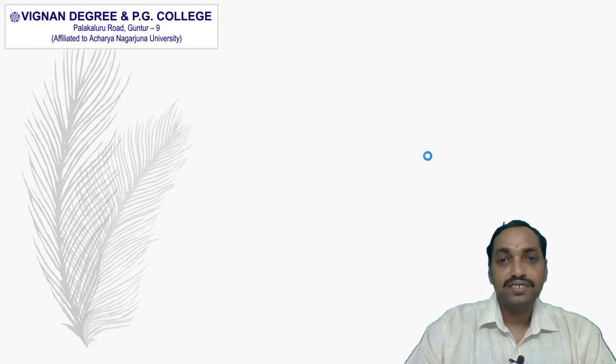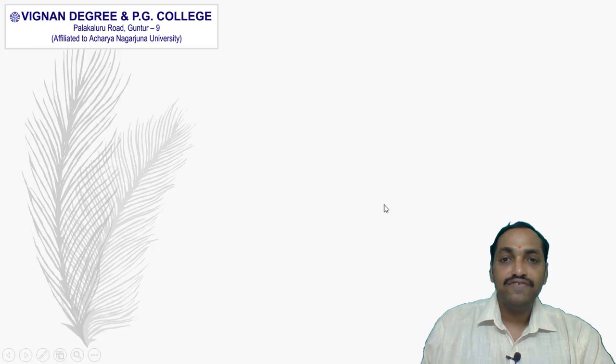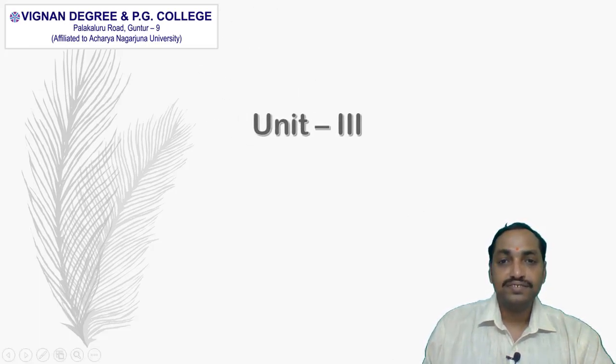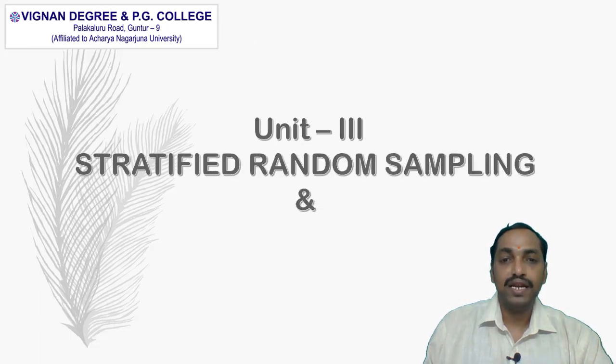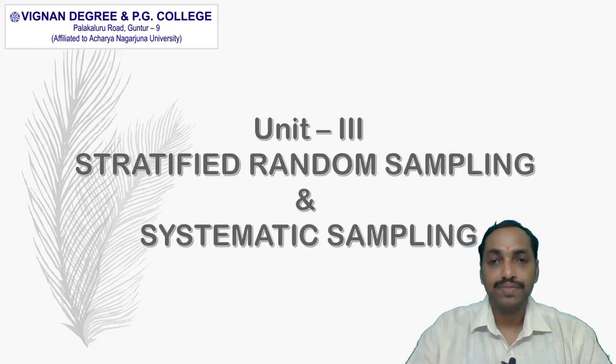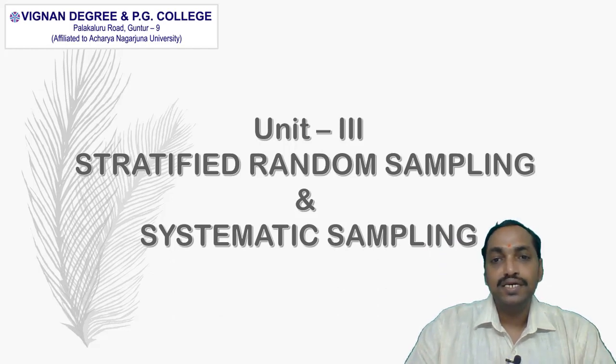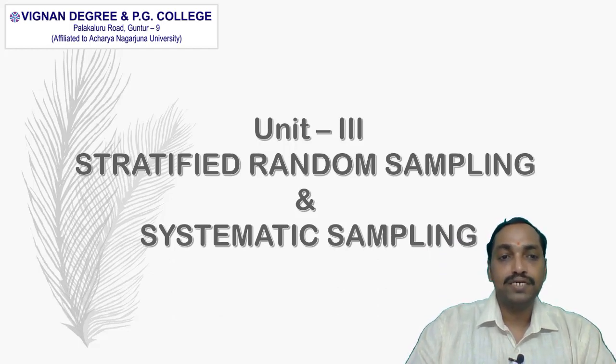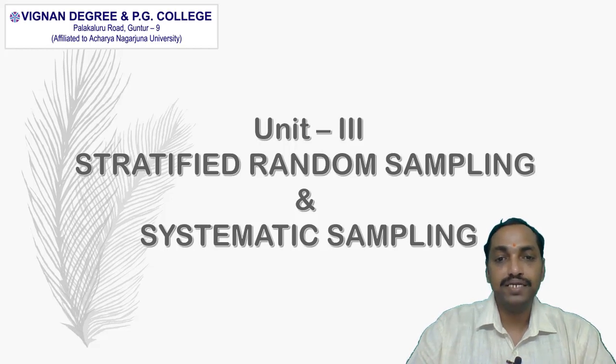So with this quotation, I would like to start the third unit for 5th semester students, that is stratified random sampling and systematic sampling. As the title suggests, Unit-3 consists of two topics. One is the stratified random sampling and second one is systematic sampling. So I am dividing this unit into two chapters. Chapter 1 is the stratified random sampling and chapter 2 is the systematic sampling.